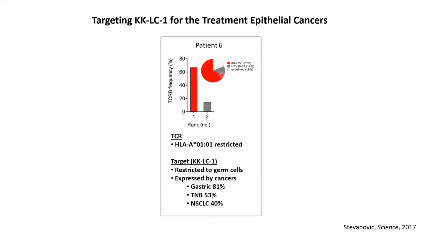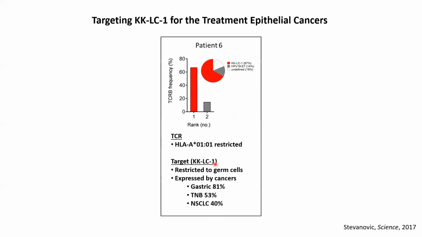This gray wedge here shows you that 14% of the cells that we gave were a T cell clone targeting HPV-18E7. But interestingly, 67% of the cells that we gave, the top rank clone in her TIL, were all targeting another antigen, and it took some work to figure this out, but it's actually an antigen called KKLC1. This is a cancer germline antigen. So the T cell receptor that was mediating this reactivity is HLA-A1 restricted, and HLA-A1 is an allele that's present in about 25 to 30% of the population.